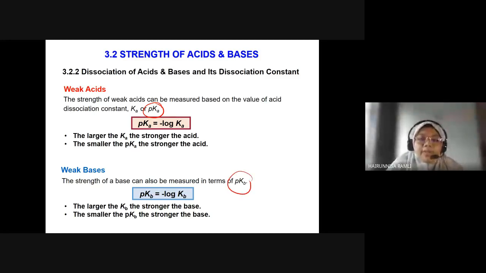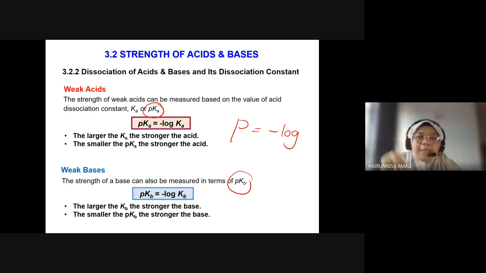So what is actually pKa, pKb ni? Okay, pKa is negative log Ka. pKb is negative log Kb. So basically P is negative log. Okay, bila you negative logkan value of Ka, you akan dapat nombor bulat, nombor yang satu dua nombor je lah, okay. Dia takkanlah dapat 10 kuasa negatif 14 tu, dah tak ada lah.